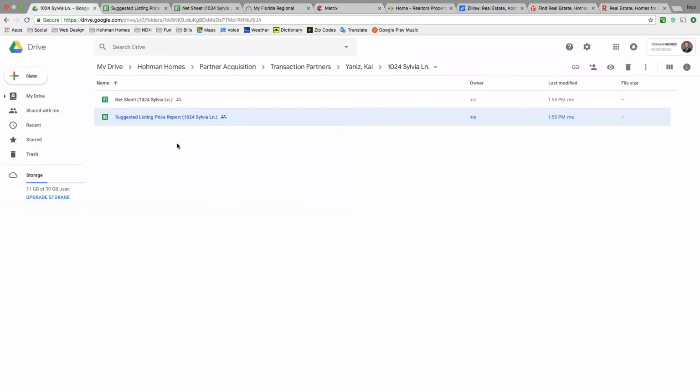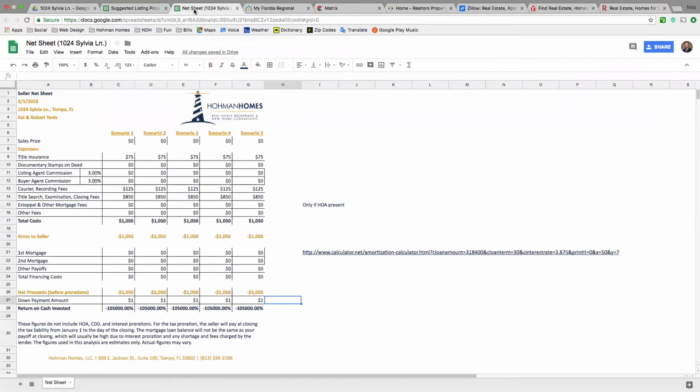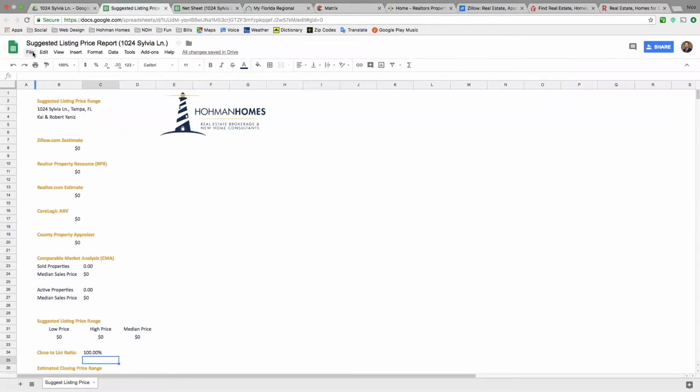The first thing that you need to do is go to your Shared With Me folder in the drive and then open up the suggested listing price report and the net sheet. Once you have those two documents open, those are really going to be the heart and soul of coming up with a value for our property when we do our CMAs. So the first thing that you want to do is open up the suggested listing price report form and the net sheet form. You want to make a copy.